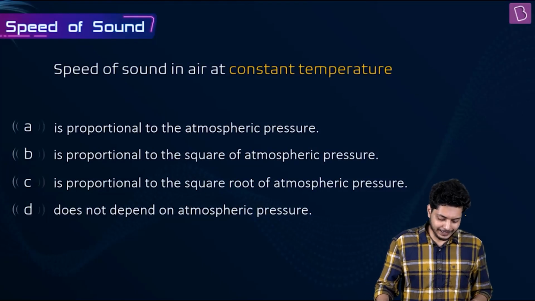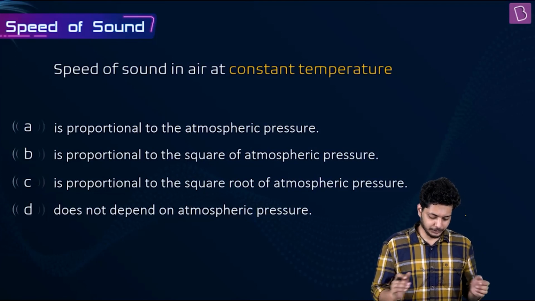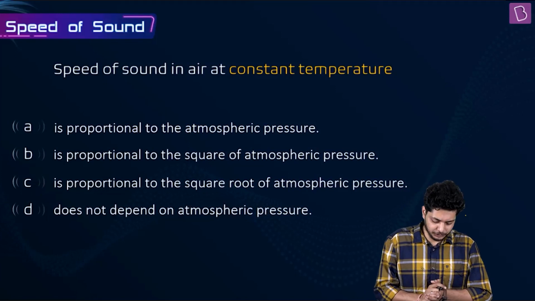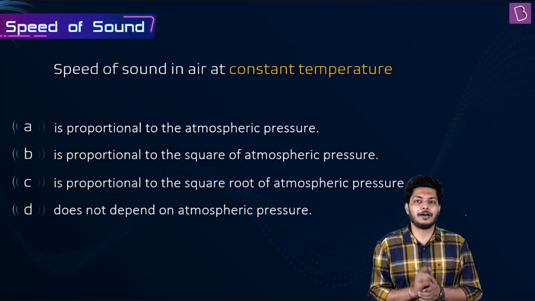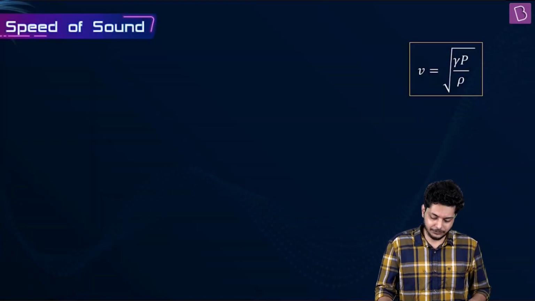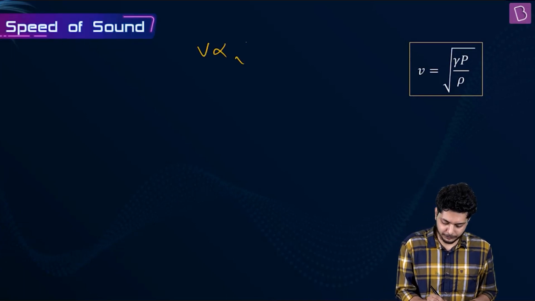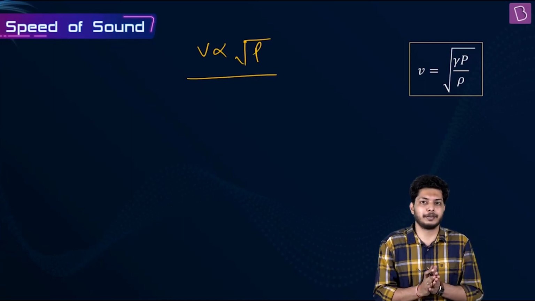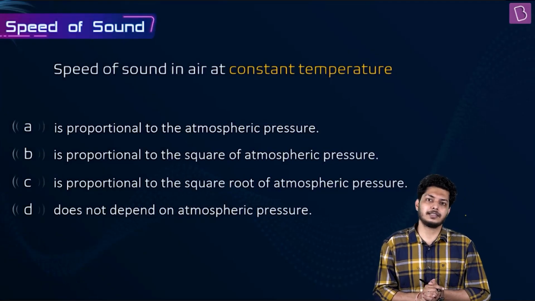Speed of sound in air at constant temperature is proportional to atmospheric pressure, is proportional to square of atmospheric pressure, is proportional to the square root of atmospheric pressure, or does not depend on atmospheric pressure. Now, after reading this question, you will straight away go to this formula, V is equal to root over of gamma P by rho. And from here, we can say V is proportional to root over of P. That is why the speed is proportional to square root of pressure. So which option should be correct? Option C should be correct, right?